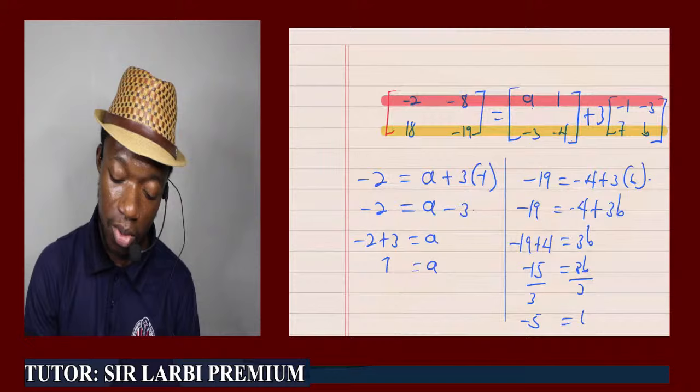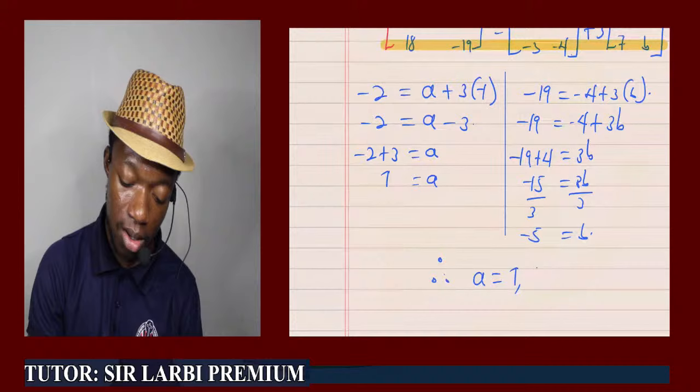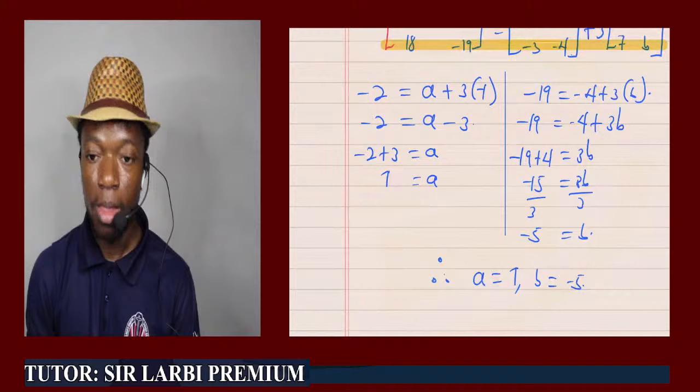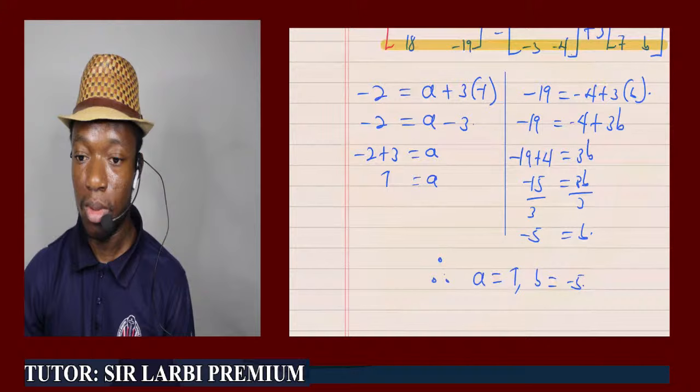Therefore the value of A and B, so A should be equal to 1, B should be equal to negative 5. And then you are good to go. So that is the whole idea. We are going to learn how to use calculator to deal with that. I'm coming with that. But let's see some chart that I need to attend to so that it will flow in that case.